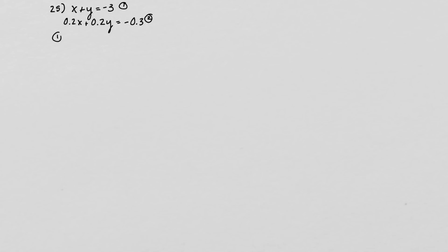So again, I'm going to take that first one, I'm going to solve it for y. So x plus y equals negative 3. So y is going to be equal to negative x minus 3. And again, we'll graph that one in red. The second line, the 0.2x plus 0.2y equals negative 0.3.